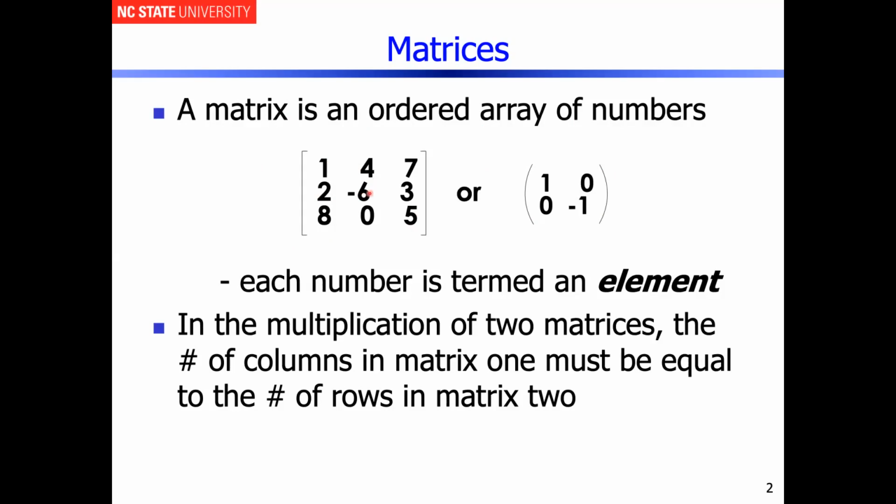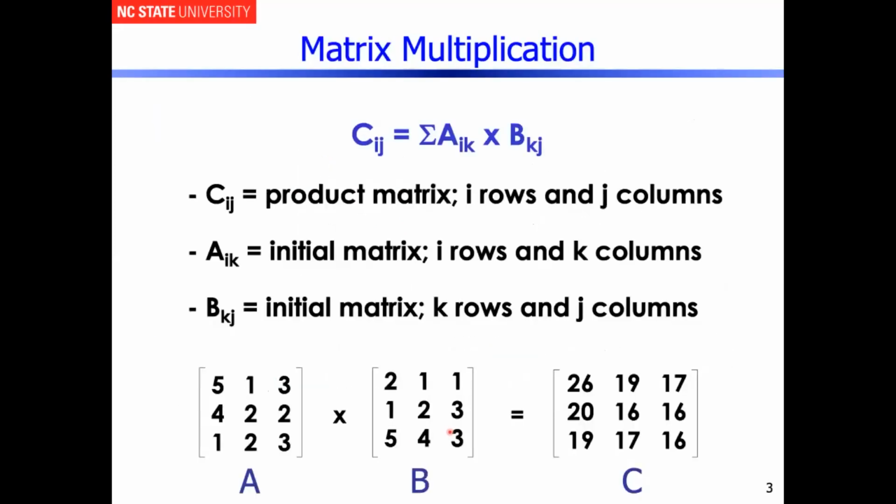Each of the numbers contained in the matrix are matrix elements. So every single value that you find is basically an element. And when you're multiplying 2 matrices together, effectively what needs to happen is the number of columns in the first matrix has to be equal to the number of rows in the second matrix. So let's look at how you go about doing matrix multiplication.